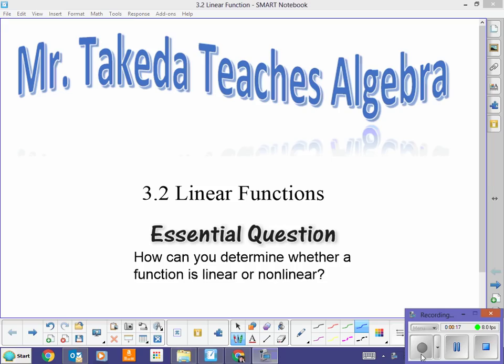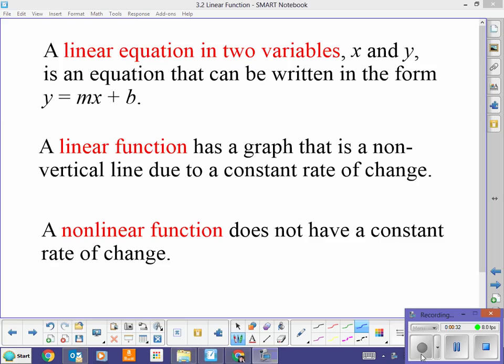This is lesson 3.2 on linear functions. Well, that's a nice word, linear. And the essential question is, how can you determine whether a function is linear or nonlinear? Well, first of all, we have to know what linear means. So let's take a look at some definitions here first.